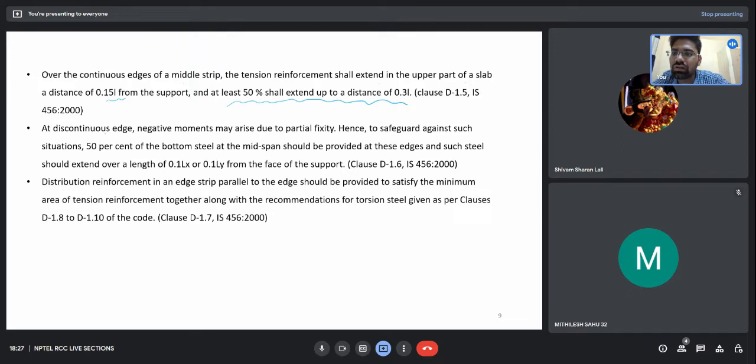Now let's talk about the fifth point. At discontinuous edge, negative moments may arise due to partial fixity. Hence, a safeguard. Okay, so at discontinuous edge, what are we assuming? We are assuming that the moment will be zero. But what does this clause say now? It says due to partial fixity, there can be a case where moment can arise. Hence, to safeguard against this moment, 50% of the bottom steel at the midspan should be provided at this edge, and such steel should extend over a distance of 0.15 lx or 0.15 ly from the face of the support.